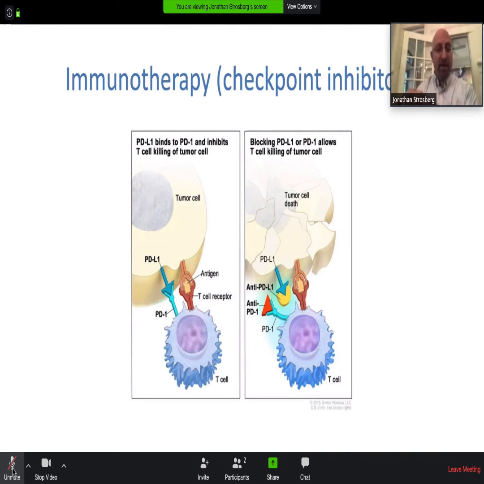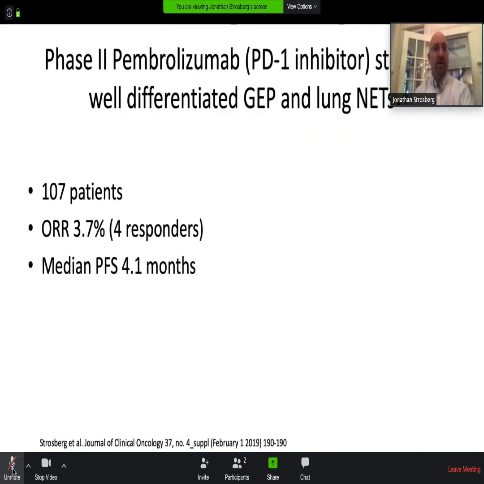and allow the lymphocyte to target the cell. This approach has worked quite well in certain cancers like melanoma or lung cancer, where cells have developed a huge amount of mutations. They express a huge amount of abnormal proteins on the surface that the lymphocytes can target. And so in certain cancers, it works quite well. In neuroendocrine tumors, the results have not been that encouraging as of yet.